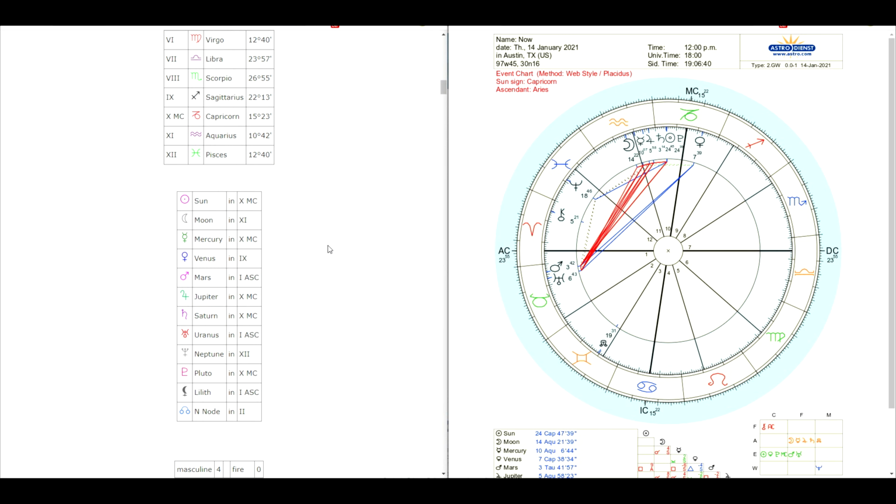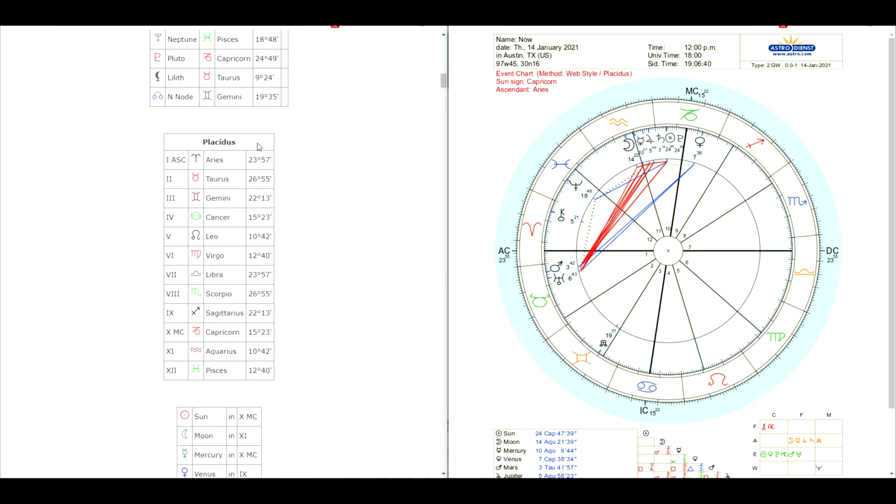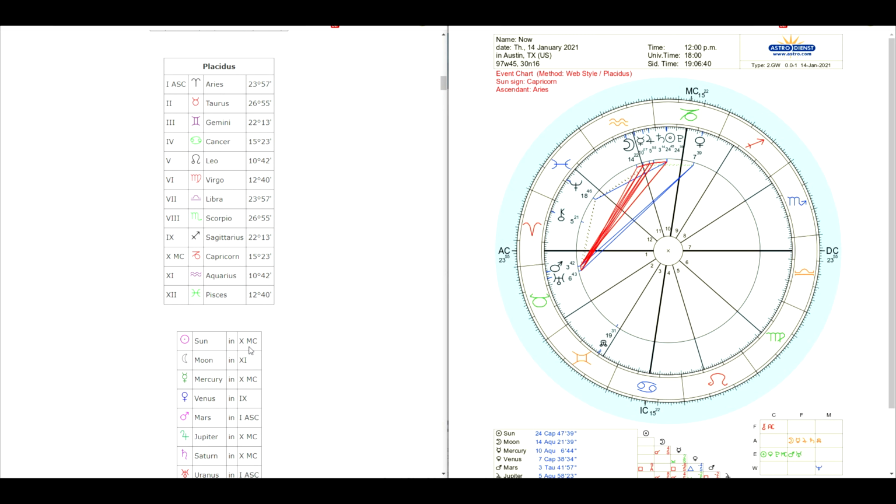Thankfully, if you scroll down just a little bit more, you do have another table that lists more specifically what house those planets are in. So that 3rd table is like the Sun in the 10th house, and it uses Roman numerals, the Moon in the 11th house, Mercury in the 10th house, Venus in the 9th, Mars in the 1st. So in this way, you can go and look and say, okay, so my Sun is in Capricorn in 24 degrees, and the Sun is in the 10th house.